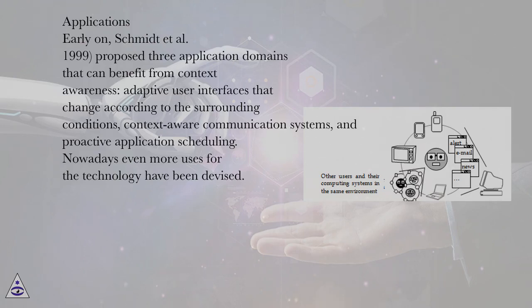Applications. Early on, Schmidt et al. 1999 proposed 3 application domains that can benefit from context awareness: adaptive user interfaces that change according to the surrounding conditions, context-aware communication systems, and proactive application scheduling. Nowadays even more uses for the technology have been devised.